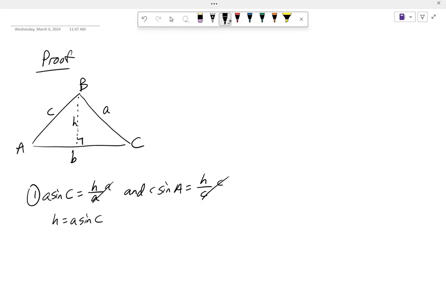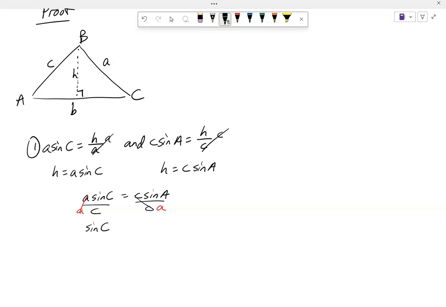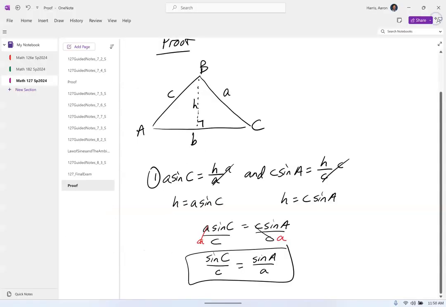Over here, I'm going to solve for H as well. H equals C sine of A. So I know H equals H, right? And so A sine of C must equal C sine of A. Now let me put it in the law of sines form. Let me divide both sides by C here, and by A over here. So I have the sine of C over lowercase c equals the sine of A over lowercase a. There's my law of sines.